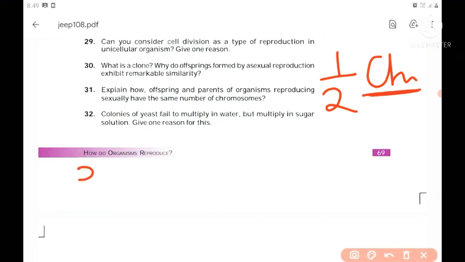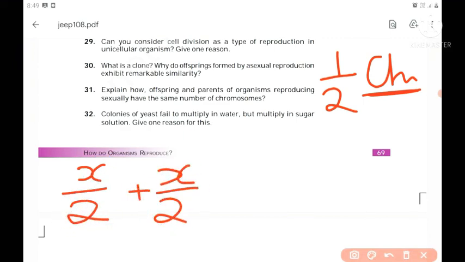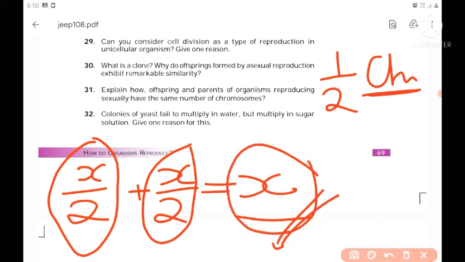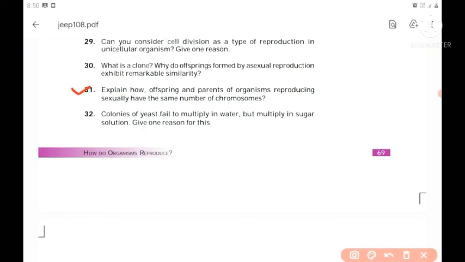See, x by 2 chromosomes plus x by 2 chromosomes will give you x, right? We are halving the number of chromosomes during gamete formation. That again gives us the same number of chromosomes. Simple. Now halving of chromosomes is nothing but the haploid number of chromosomes, while the full set is also called the diploid number of chromosomes. This is clear. We'll go for the next question. This is done.